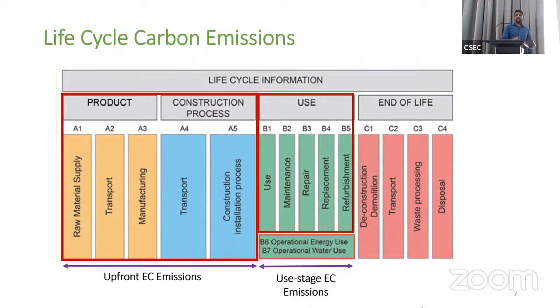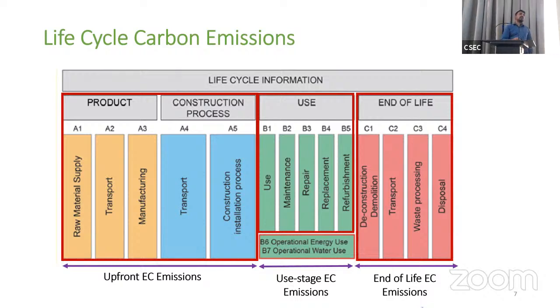As an example, if there's a refrigerant leakage, we need to refill the refrigerant. That is a carbon dioxide emission related to that material, so it will go under the use stage. Then finally, there's the end of life stage. That is mainly due to deconstruction, demolition, transportation of the waste, processing, as well as disposal or recycling of this waste. And there's a small part, you can see the B6, that's operational energy use. That's what we call operational carbon.